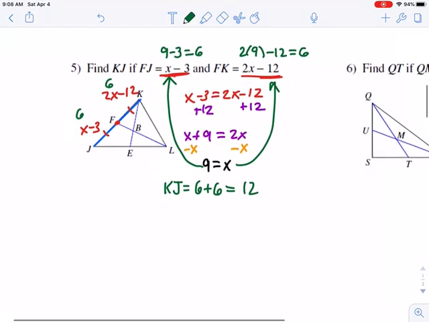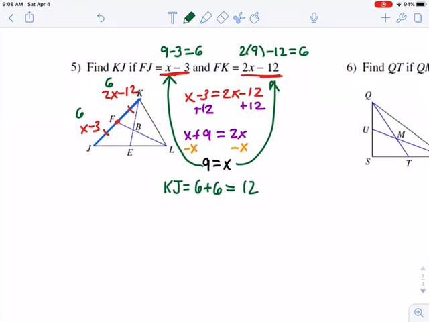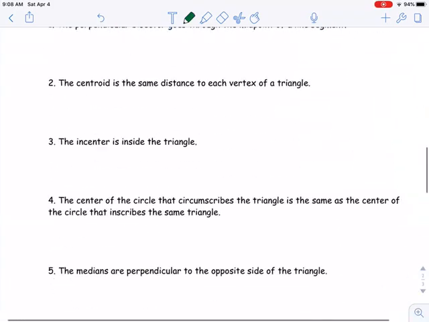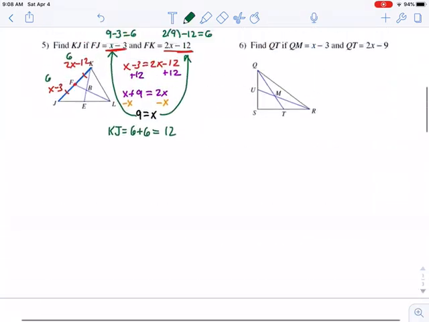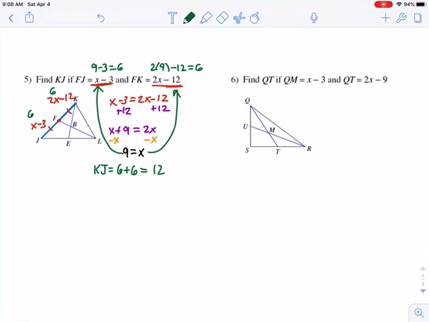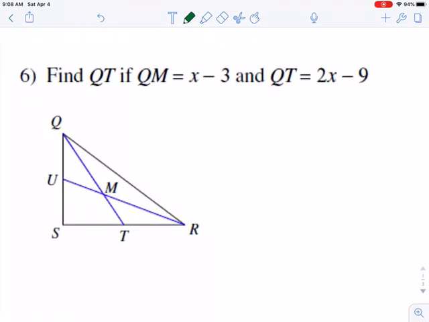All right. And now we got just one more problem in these guided notes, or for these videos. Still got a lot in these guided notes. Wow, look at all that fun stuff. Just one more problem for this video. Find QT. All right, this one's going to be the hard one. X minus 3. And then the whole stinking thing is 2x minus 9.